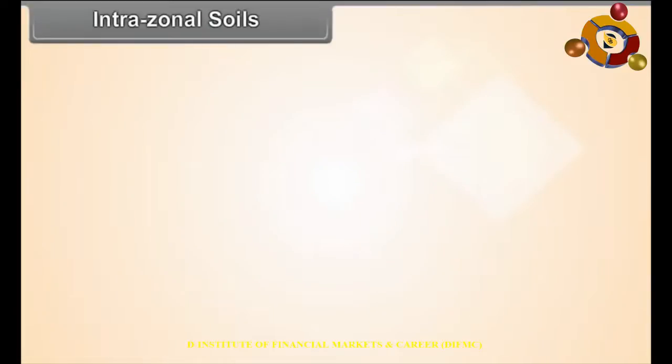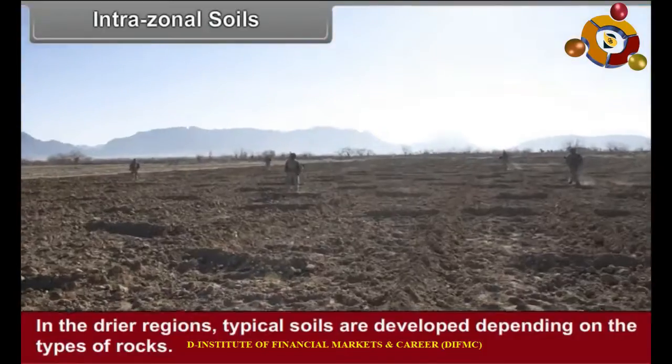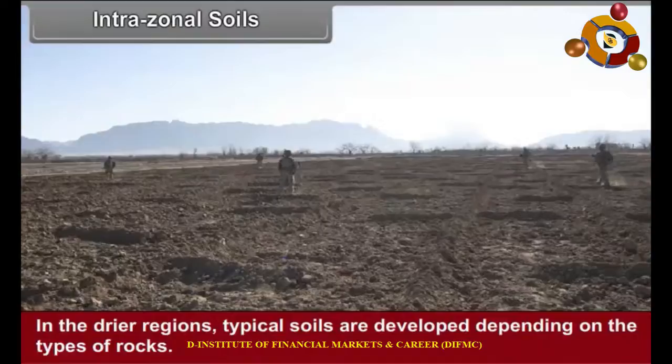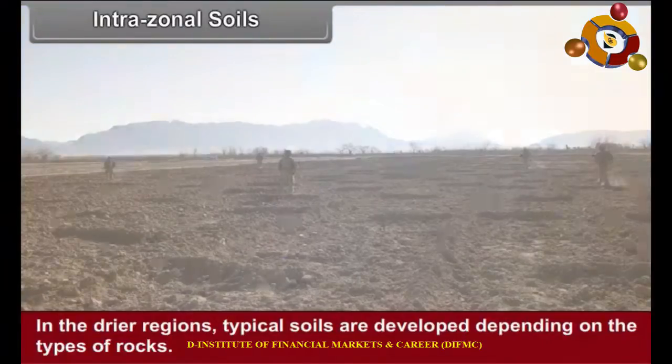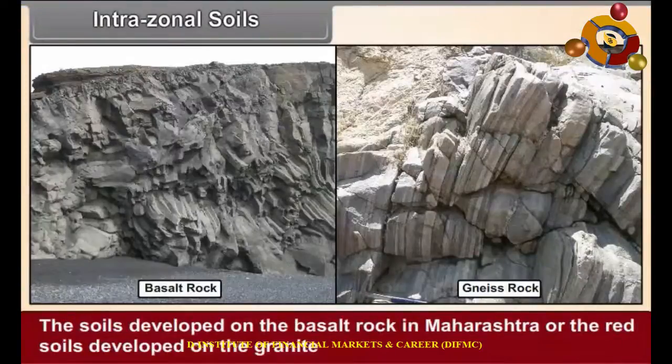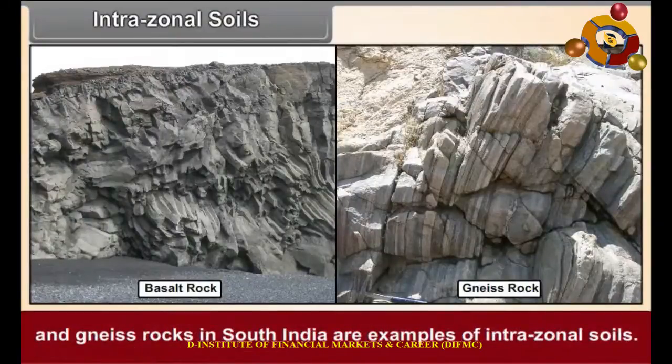Intrazonal soils. In the drier regions, typical soils are developed depending on the types of rocks. The soils developed on the basalt rock in Maharashtra, and the red soils developed on the granite and gneiss rocks in South India, are examples of intrazonal soils.